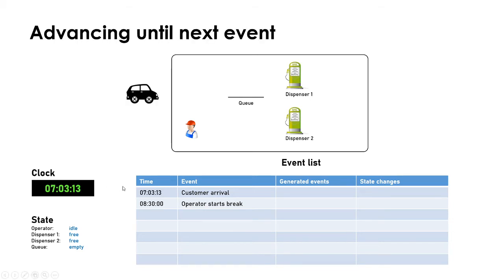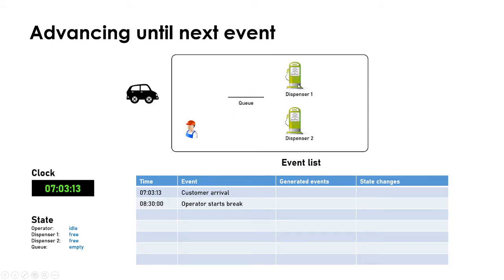So we move the clock to that instant in time, and we see that we would have a car arriving to our system. So what we expect to happen if we made a detailed simulation is, first, this car would check if there's place within the queue. Since there is, it would get into the queue. Once it gets into the queue, it would check if there is place in either of the two dispensers, which is the case, and it would eventually move to the dispenser.